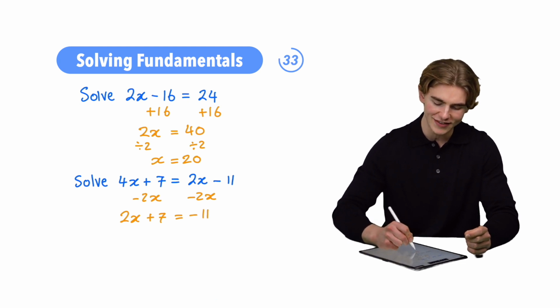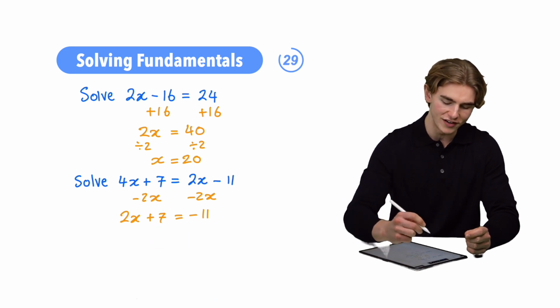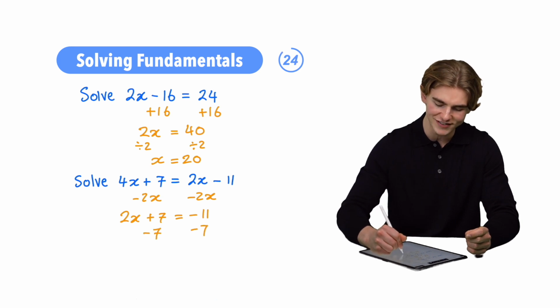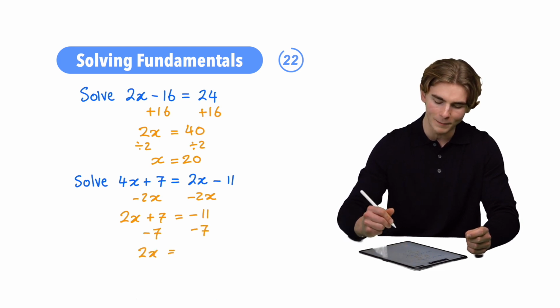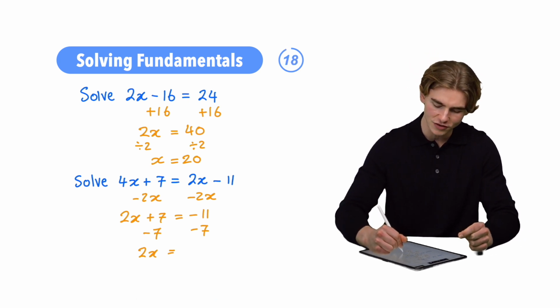Next, what can we do to get the x on its own? Well, we want to move that plus 7 over to the other side, so we're going to subtract 7 from both sides. What's that going to give us when we do it? Minus 7, minus 7. We're going to get 2x equals minus 11 minus 7. Using our knowledge of subtracting negatives, guys, that's going to be minus 18.